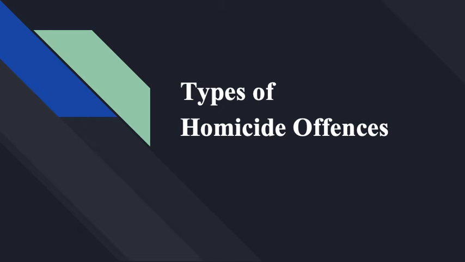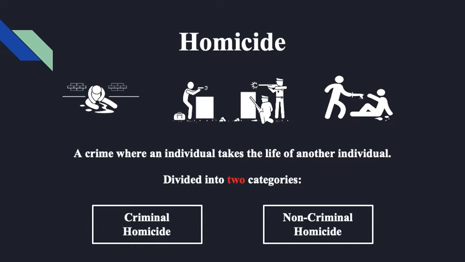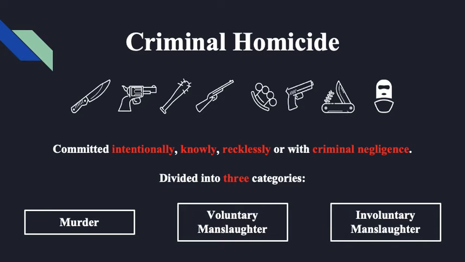Next, I'll be presenting about the types of homicide offenses. A homicide is a broad class of crime where an individual takes the life of another individual. Homicide is divided into two categories, which are criminal homicide and non-criminal homicide. A person commits criminal homicide if he intentionally, knowingly, recklessly, or with criminal malice causes the death of another person.